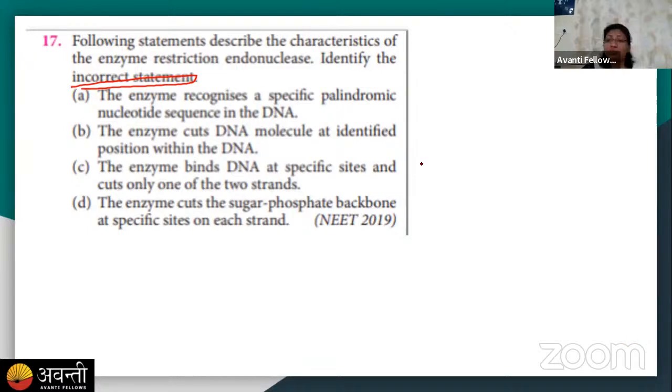Okay, so you have opted for option C. Let's read this option once again. The enzyme binds DNA at specific sites and cuts only one of the two strands. Yes, this is the incorrect statement, because this is the enzyme, this is our DNA fragment, and when we apply the restriction enzyme, it will result either in sticky ends or blunt ends.